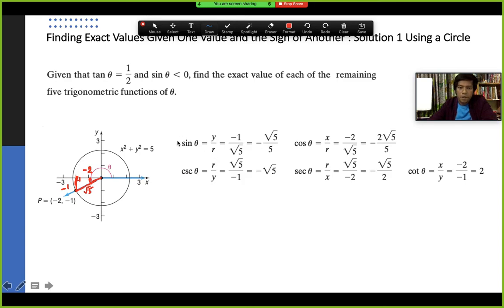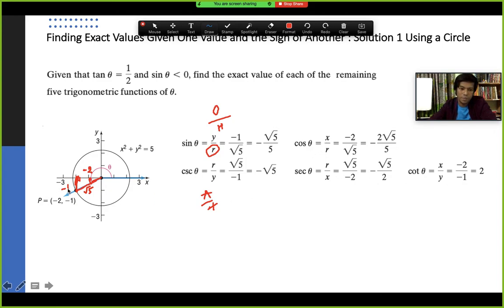So sine theta equals what? Sine theta, by SOHCAHTOA, is O by H. So O means opposite, which is minus 1, and H is root 5, so we can just write it. Cos means CAH, so adjacent by hypotenuse. This H is the radius, the radius of the circle. So we can use that. Then we take A divided by H, and we can find the other values.